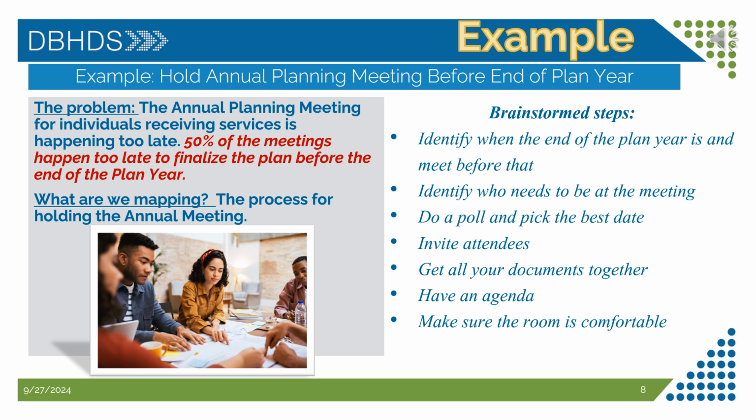Identify when the end of the plan year is and meet before that. Identify who needs to be at the meeting, do a poll and pick the best date, invite the attendees, gather all your documents, develop an agenda, and make sure the room is comfortable. These steps have been brainstormed and put in the order in which the group thinks they will occur. Now, this is just the start of the process.